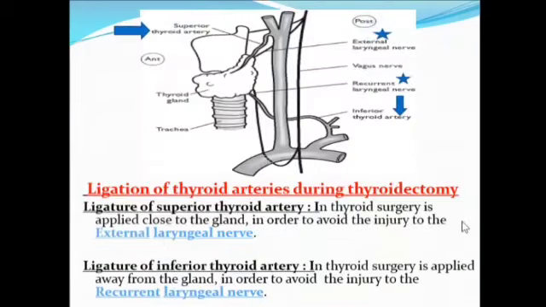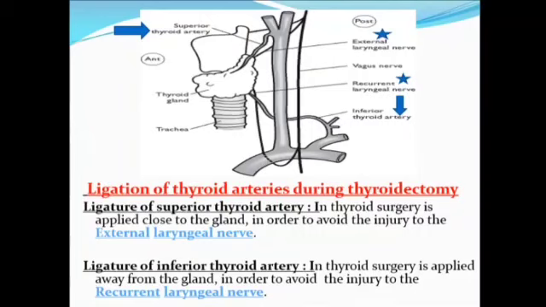Ligation of thyroid arteries during thyroidectomy. In the diagram you can see the superior thyroid artery is very close to the external laryngeal nerve. The superior thyroid artery and the external laryngeal nerve diverge from each other near the apex. The artery lies superficial and the nerve lies deep to the apex. Therefore, during thyroidectomy, the superior thyroid artery should be ligated as close to the apex of the thyroid lobe as possible to avoid injury to the external laryngeal nerve.